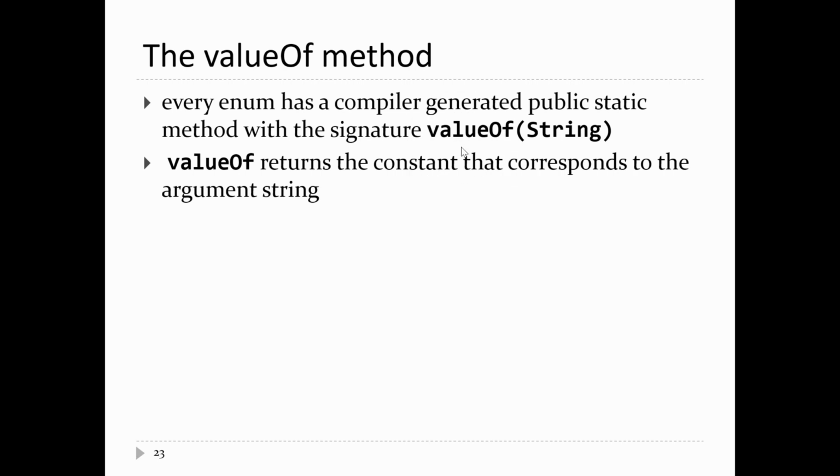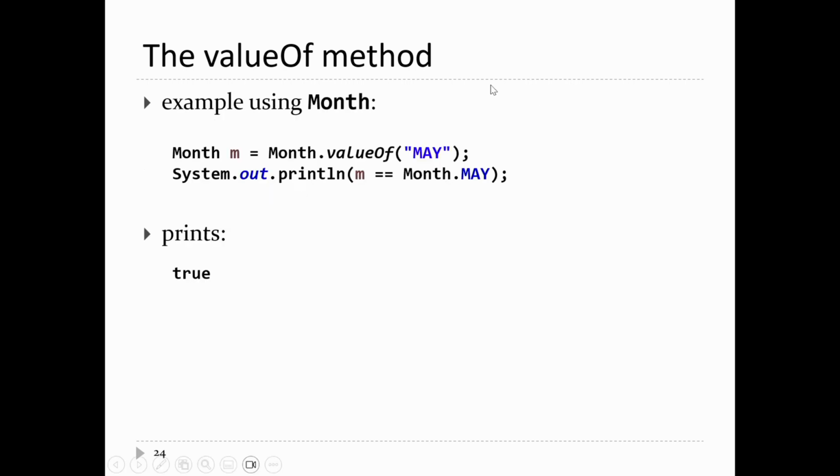You also get a static method called valueOf that takes in a string. valueOf lets you convert a string to one of your constants, which is also handy. So for example, valueOf and then the string May will return the constant corresponding to the month May. So using enumerated types, you can easily get the string corresponding to the enumerated type, and you can convert a string easily to one of your enumerated constants. So valueOf string May gives you back the month May, which is handy sometimes.